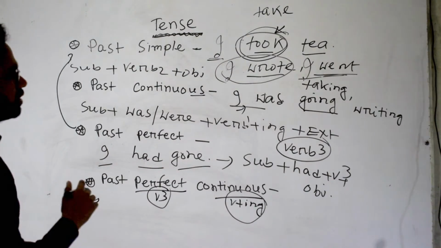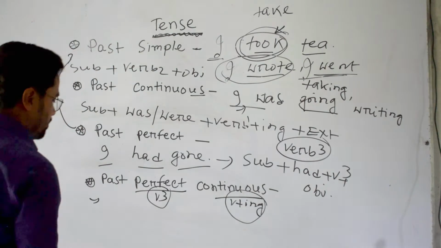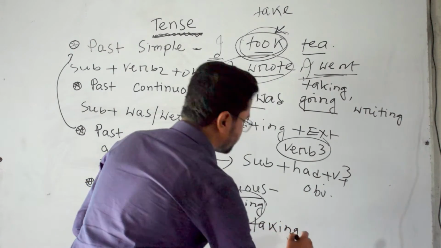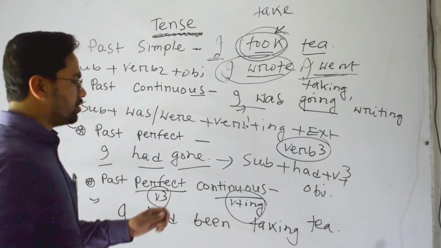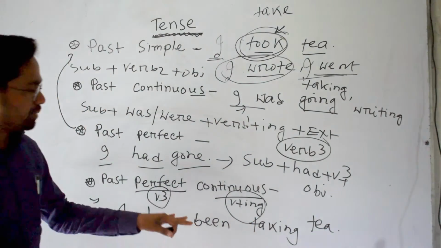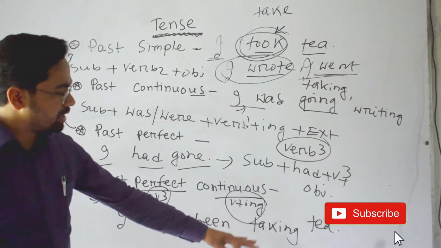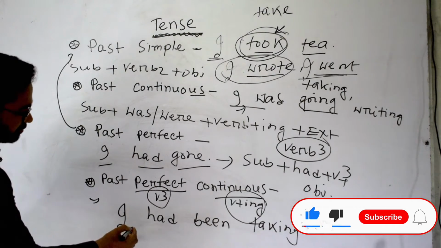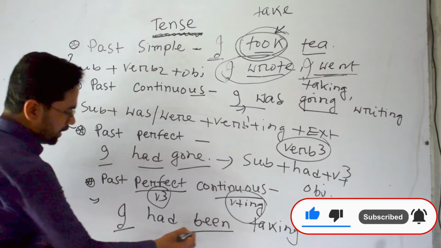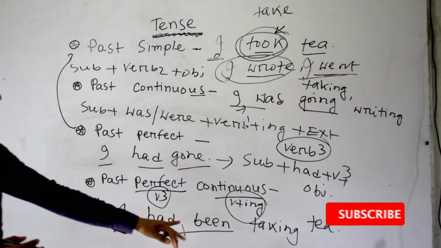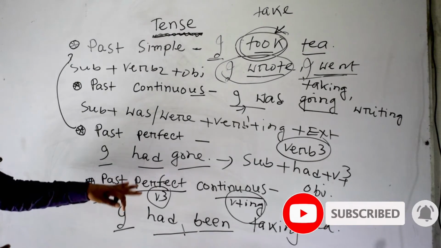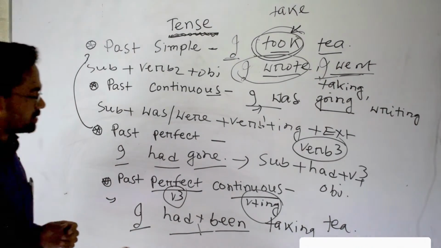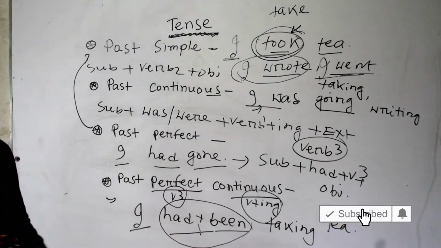In this tense, I want to show you an example using the verb took. I had been taking tea, and also I must mention a time. I had been taking tea for 2 hours. I had been taking tea for 30 minutes. I had been taking tea for 5 minutes. In this sentence, you have I as a subject and had been. Had is an auxiliary verb of this tense. Why is been here? If you want to make an example sentence using this tense, you must put had plus been, because had been together are used as the auxiliary verb in this tense.